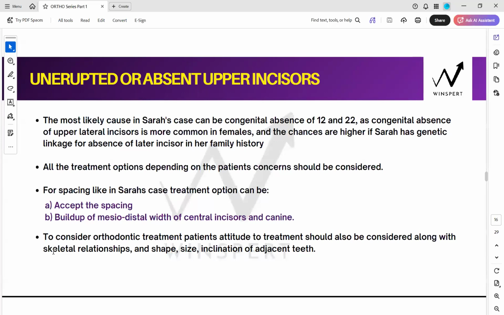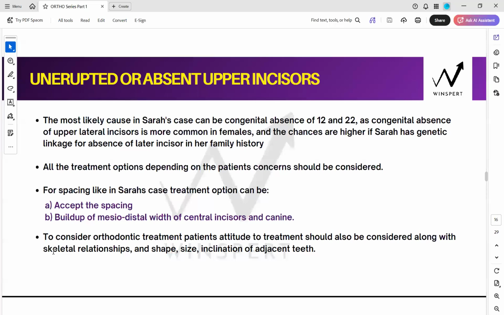Now, for the spacing that you would manage in Sarah's case, what would be the treatment options? In her situation, it was congenitally missing, right? So what can be the treatment option where there is a congenitally missing lateral incisor? The first treatment plan could be accepting the space, leaving it as is, right? But this is not a realistic option, especially if the patient comes to you with the chief complaint of aesthetics and gaps. Do you all agree with that? Accepting the space would not be a correct or realistic option if your patient is concerned by the gaps and wants an aesthetic correction.